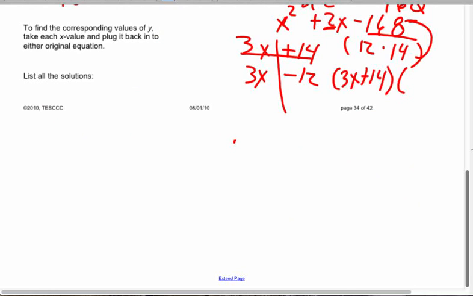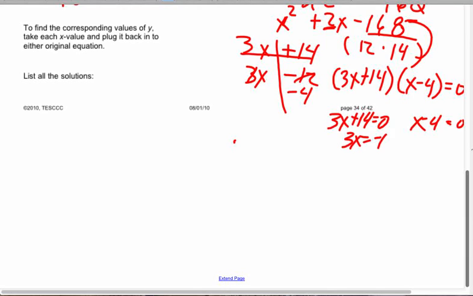And then this one I can divide by 3, which will give me a negative 4. I have x minus 4 equals 0. And so then you solve 3x plus 14 equals 0 and x minus 4 equals 0. 3x equals negative 14, so x equals negative 14 thirds. And x equals 4 are my two solutions.